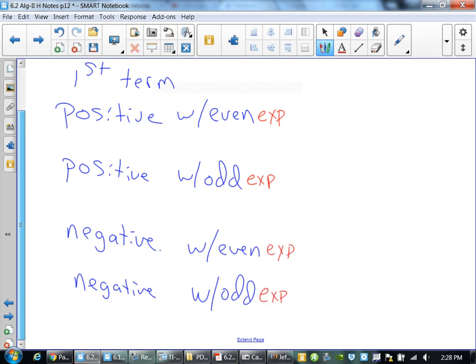Okay, put that on there. So positive first term, even exponent, tails are always pointing up. It doesn't matter what's happening in between. We'll figure that out as we go on.